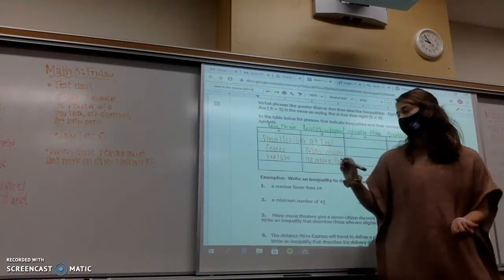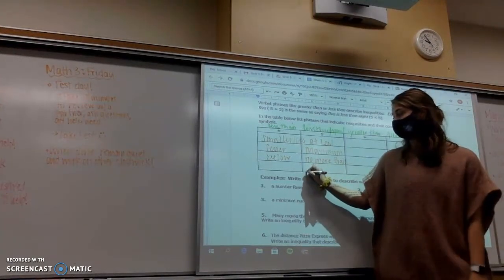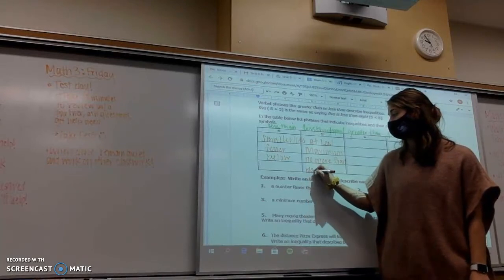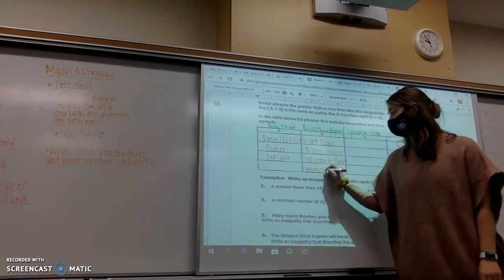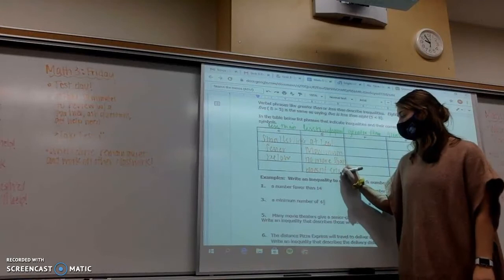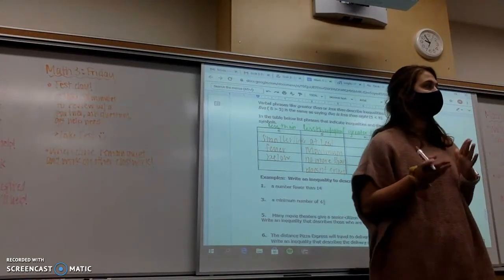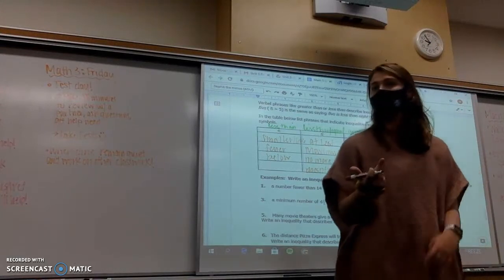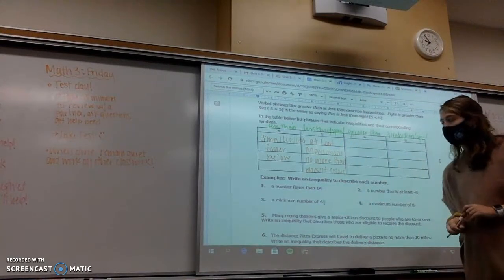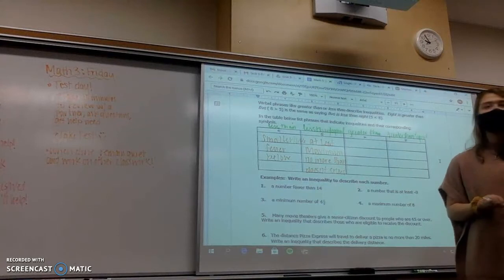The one that I got that the other class didn't get either is does not exceed. You might see that today. Hint, hint. Does not exceed. So the price of a pizza does not exceed $10. Same thing. Okay. What is another word for greater than?